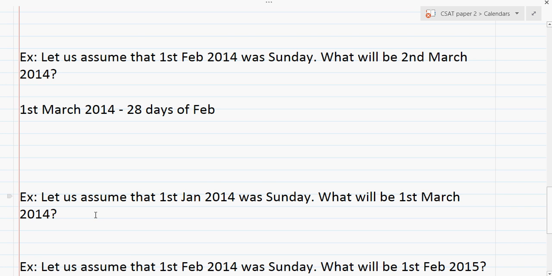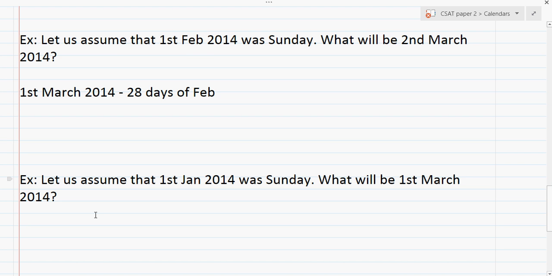Now let's complicate it a bit. Let's assume that 1st January 2014 is Sunday. What would be 1st March 2014? To arrive at 1st March 2014, we add 31 days of January and 28 days of February, which means how many? It's 59 days, right? So 59 when divided by 7 would give what remainder? It would give 3. So there are 8 full weeks plus 3 extra days to arrive at 1st March. So to Sunday we add 3 extra days, which means Monday, Tuesday, Wednesday. It has to be Wednesday.